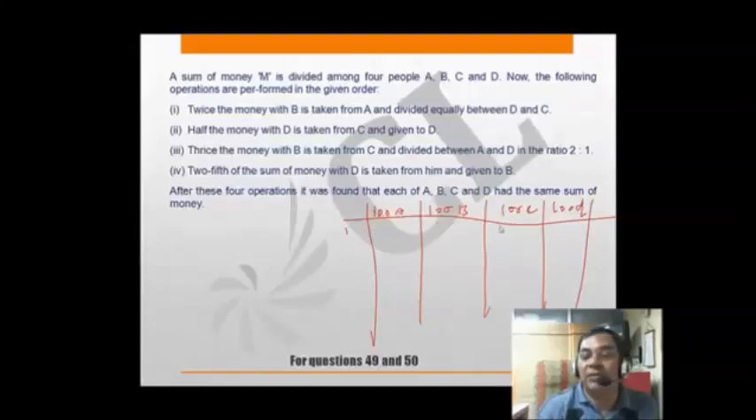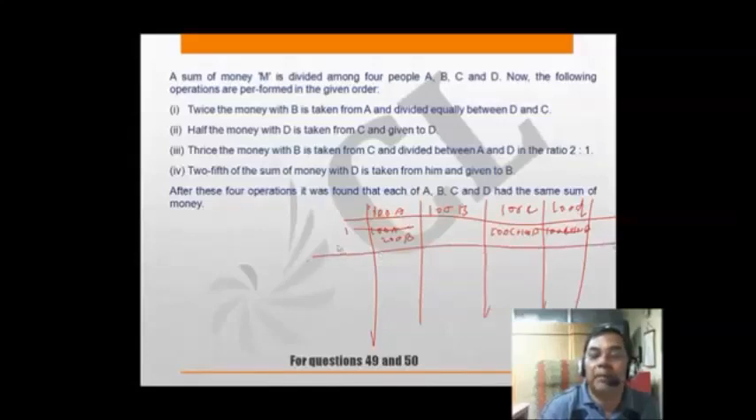Okay, that means this will become 100C plus 100B, 100D plus 100B, and this will become 100A minus 200B, and this will remain 100B.